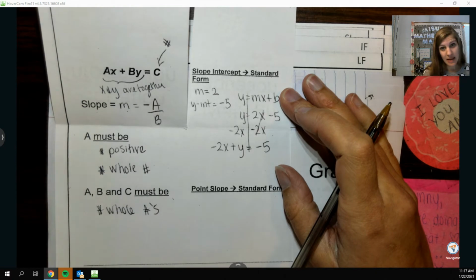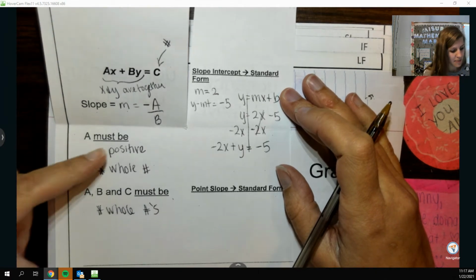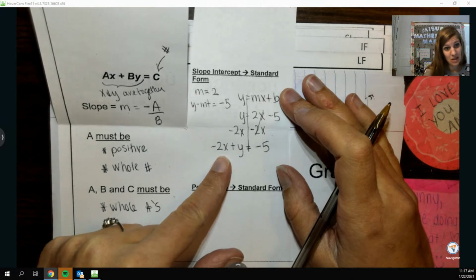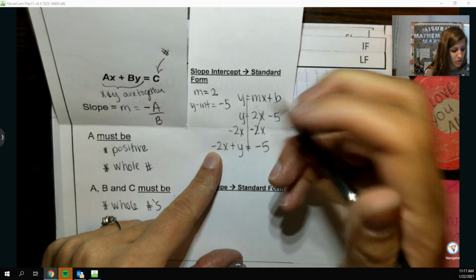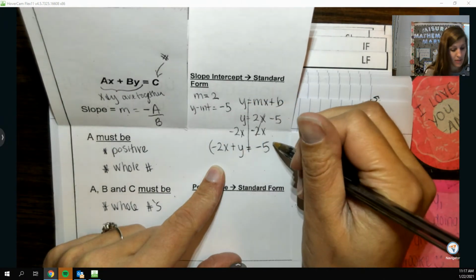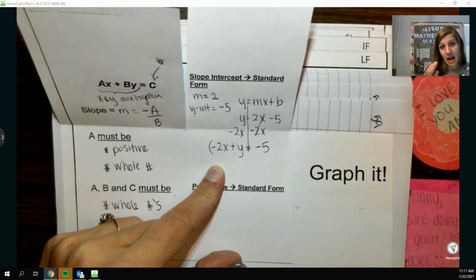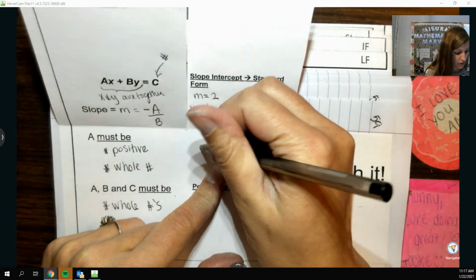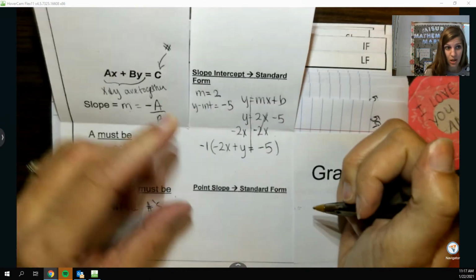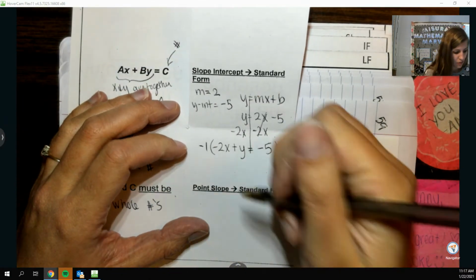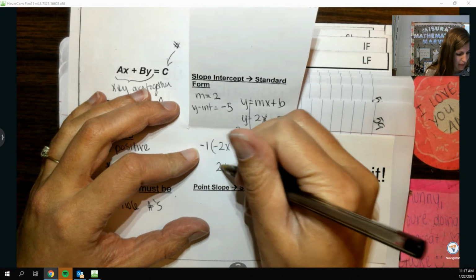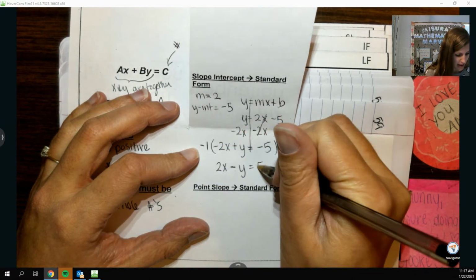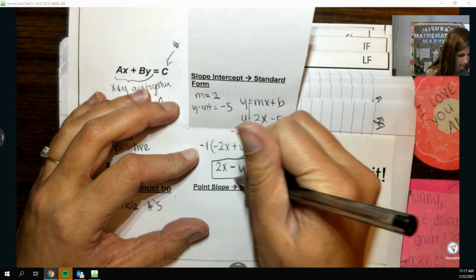But we have to follow these pesky little mathy rules that say A must be positive and a whole number. Well, it is a whole number, but it's not positive. So to change it, I just have to make it negative, or make it opposite. But if I do that to one thing, I have to do that to all the things. Like whatever you do to one number, you got to do to all the numbers. So I'm really just going to multiply everything by -1. Then we'll have a positive 2x like I wanted, a negative y, and then a positive 5. And there you go.